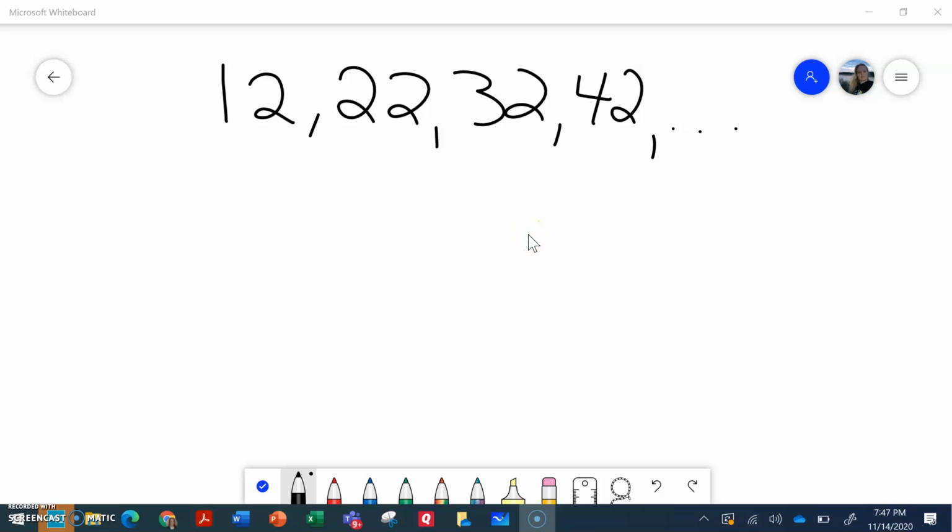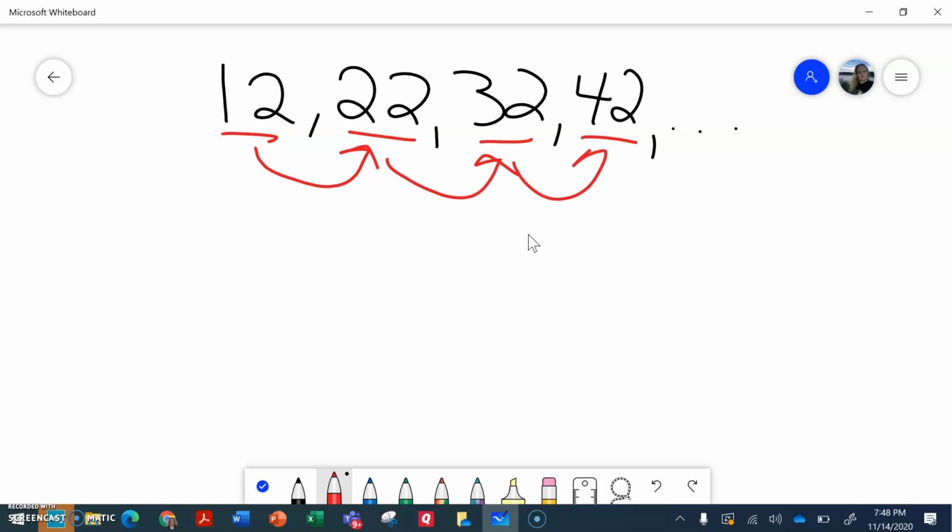Breakout room, and you need a little help with understanding how to write an explicit equation, pay attention to this video. Let's say I have this sequence here that starts with 12, then goes to 22, 32, and 42. Since it's arithmetic and I've told you that, then we just have to find that common difference, that pattern that lets us go from this number up to the second number, and so on and so forth.